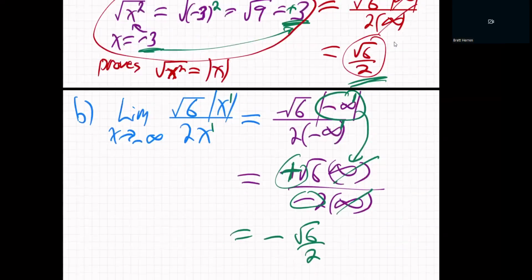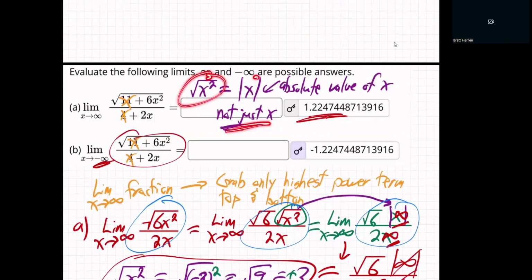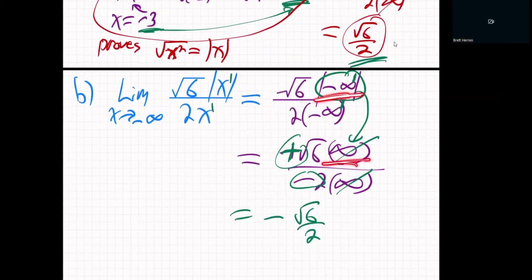So that's how that works. The main moral of the story is, remember, square root of x squared is not just x, it's absolute value of x. And so that's going to make that negative infinity positive on the top. The one on the bottom is just a regular x, so it stays negative. Positive over negative is negative. And there we go.